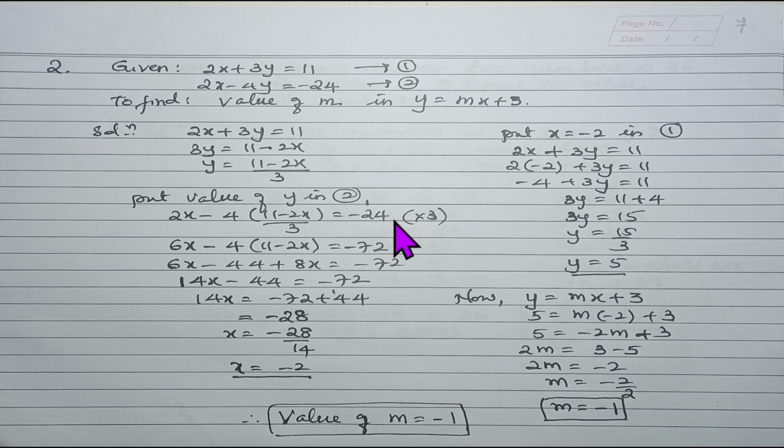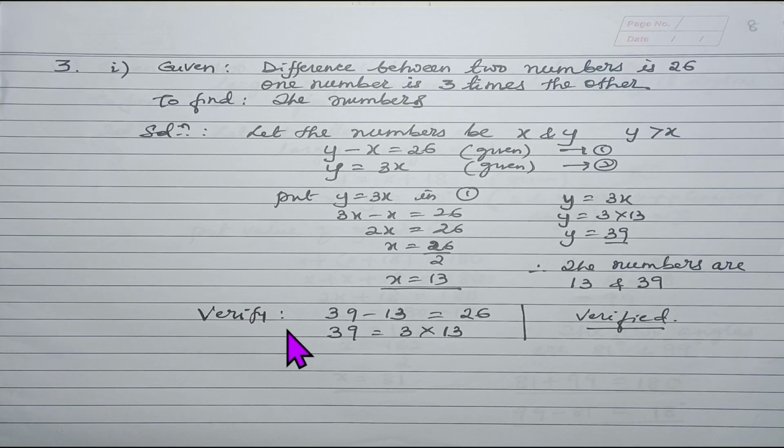So the idea of the method we followed here is to find the value of m in the equation y is equal to mx plus 3. We have to find the value of x and y by solving these two equations, and that is what we have done. Ultimately we got the value of m as minus 1. Remember that. Now coming to the next examples, and these are statement examples. So let us see what are the statements given and how to solve them.